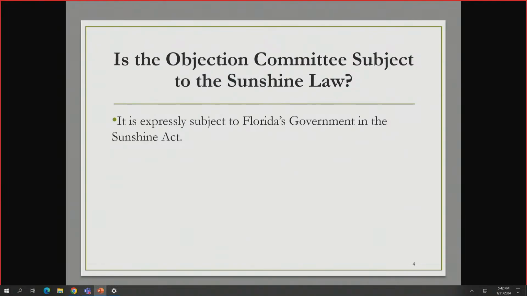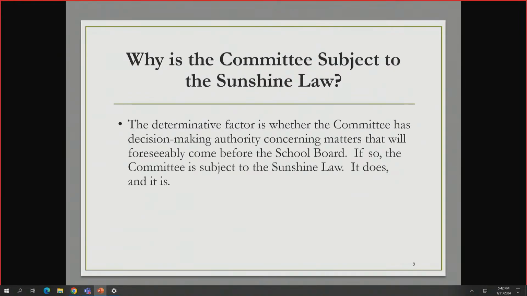It is expressly subject to Florida's Government in the Sunshine Act as an advisory board. As I said before, it is also within policy 2522 that you all are subject to Government in the Sunshine and training. Next slide. Why? As it says there, the determinative factor is whether this committee has decision-making authority concerning matters that will foreseeably come before the school board. You are making recommendations to the school board, and therefore, as to whether books are going to remain or be returned to the shelves or not, it is a statutory duty, and you are therefore subject to the Sunshine Law.